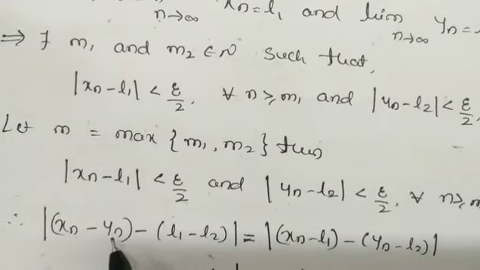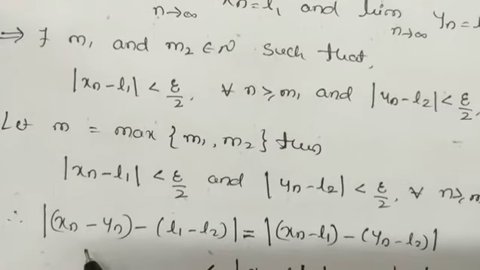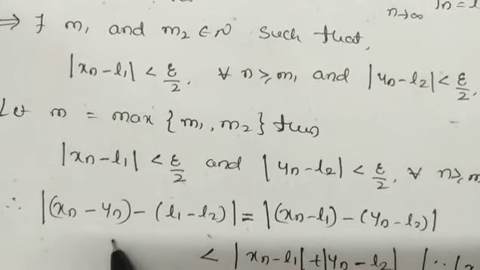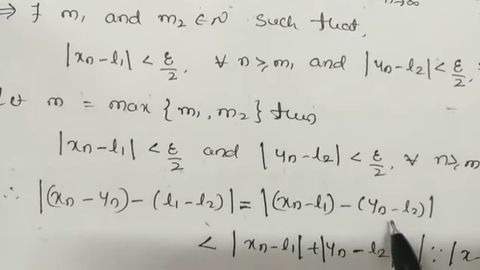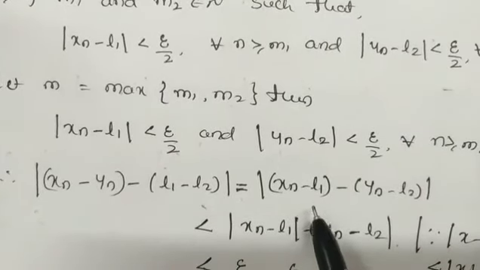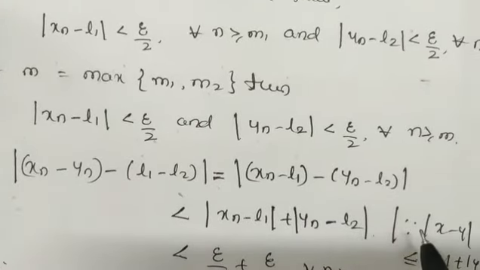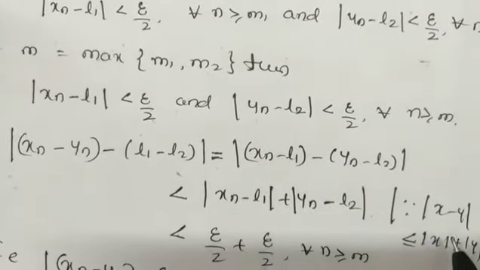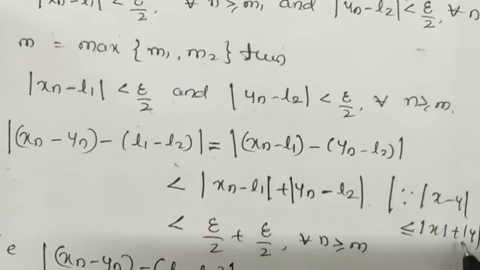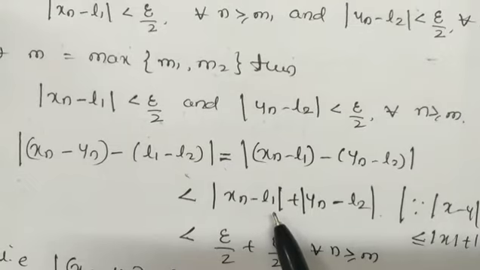Let us combine these two. Consider mod of xn minus yn minus L1 minus L2, because this is what we want to prove. This is equal to mod of xn minus L1 minus, taking common, yn minus L2. Again, mod of x minus y is always less than or equal to mod x plus mod y. So this is less than or equal to mod xn minus L1 plus mod yn minus L2.